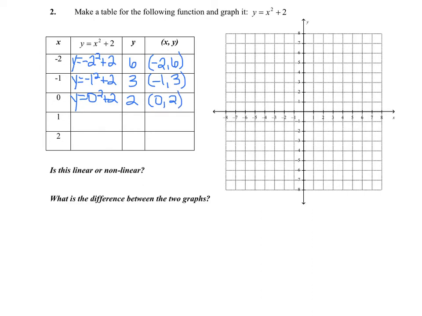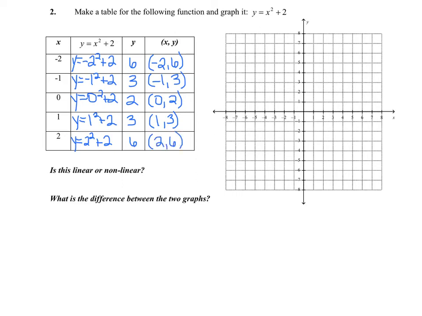Okay, our next one is 1. So y equals 1 squared plus 2. 1 squared is 1 times 1, which is 1. And 1 plus 2 is 3. So our coordinate is 1, 3. And our last one, our x is 2, so we're going to plug it in. y equals 2 squared plus 2. 2 squared is 4, because 2 times 2 is 4. And 4 plus 2 is 6. So our coordinate's going to be 2, 6.